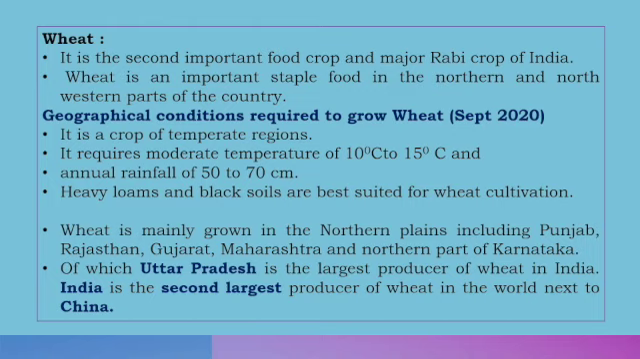Wheat. Wheat is the second important food crop and major rabi crop of India. Rice is a kharif crop, whereas wheat is a rabi crop. Wheat is an important staple food, the main item of food in the northern and northwestern part of the country.